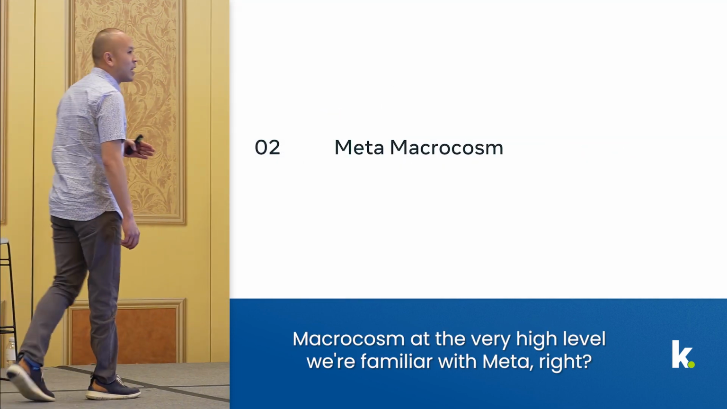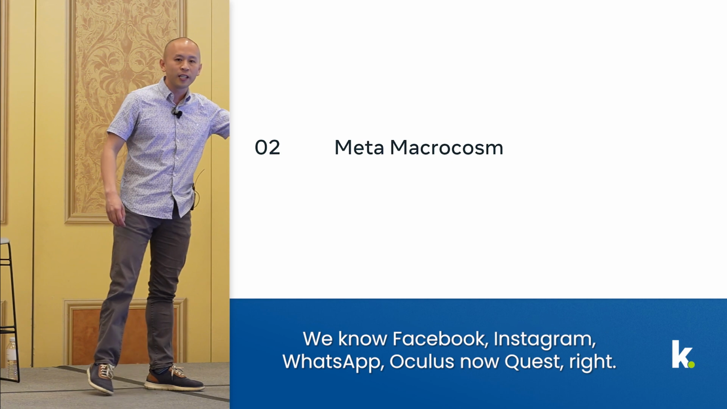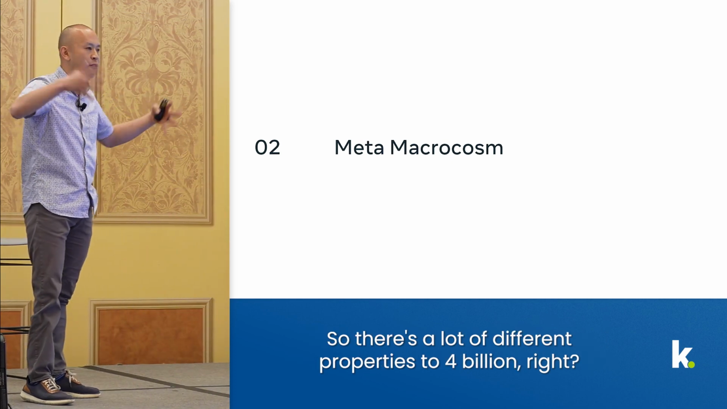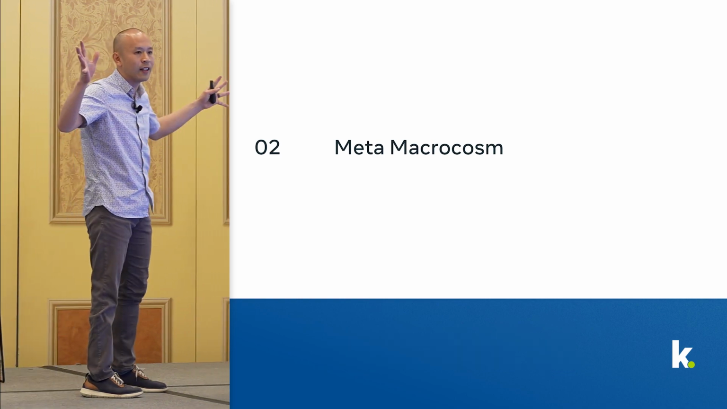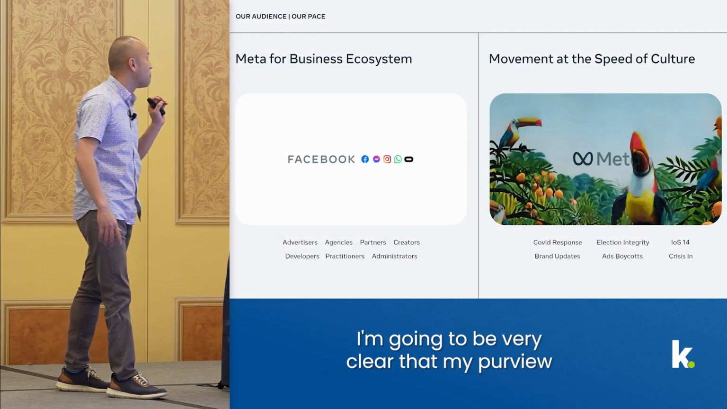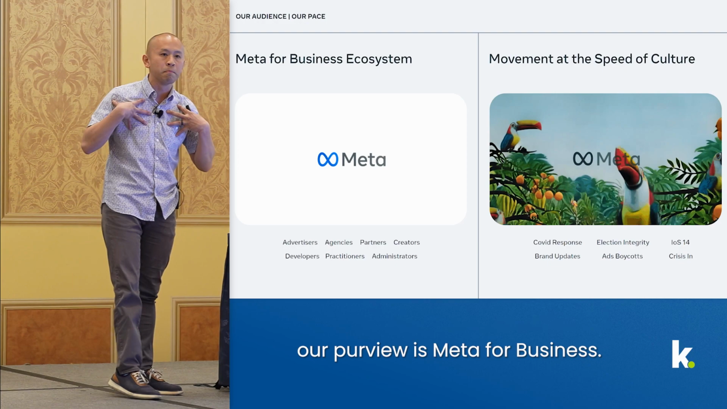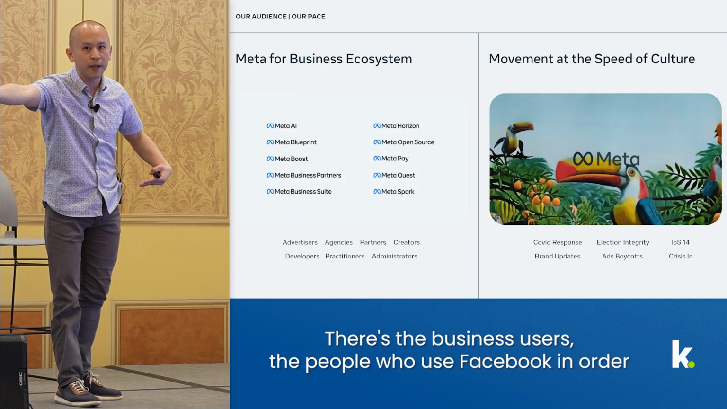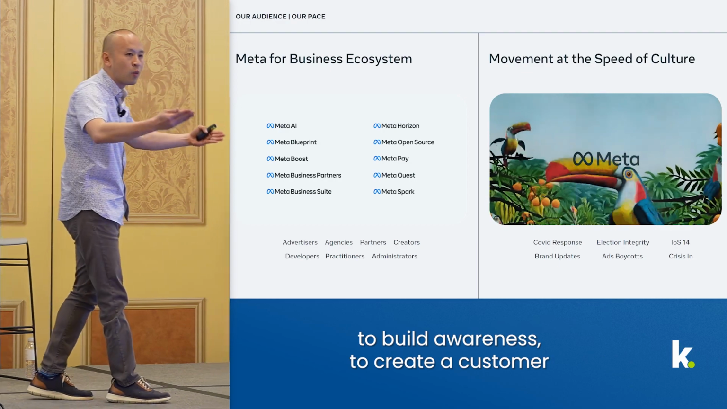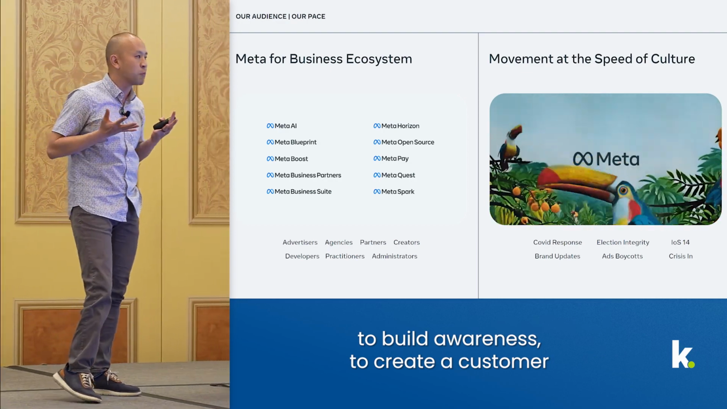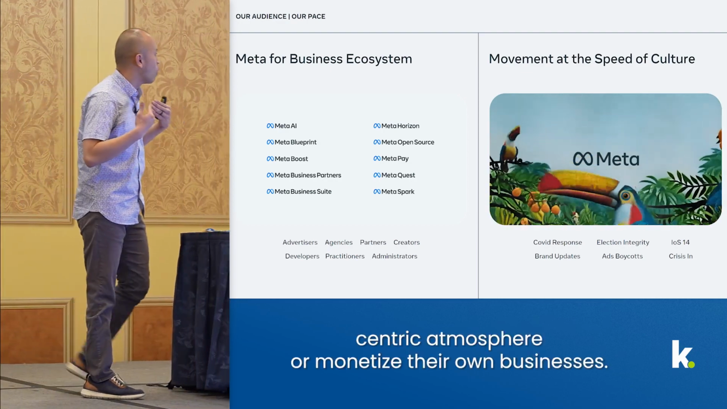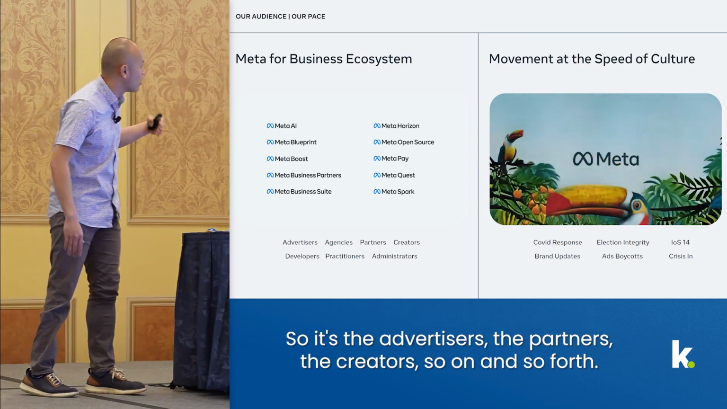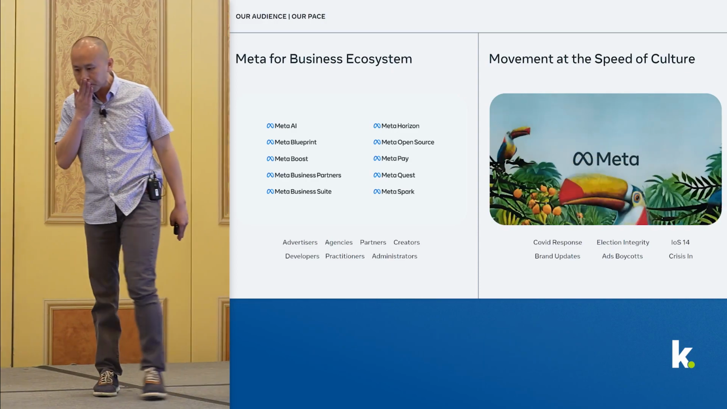Macrocosm. At the very high level, we're familiar with Meta, right? We know Facebook, Instagram, WhatsApp, Oculus, now Quest, right? So there's a lot of different properties, the 4 billion, right? I'm gonna be very clear that my purview, our purview, is Meta for business. Those are the business users, the people who use Facebook in order to build awareness, to create a customer-centric atmosphere or monetize their own businesses. So it's the advertisers, the partners, the creators, and so on and so forth.